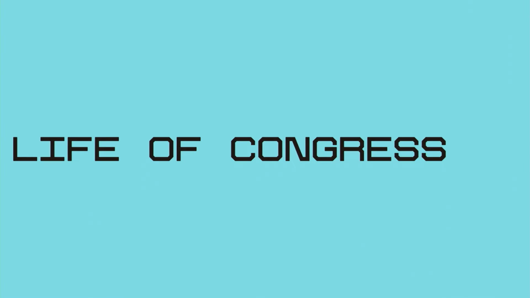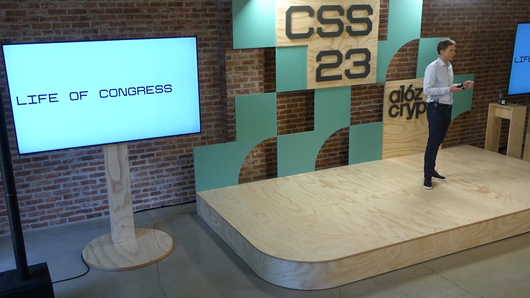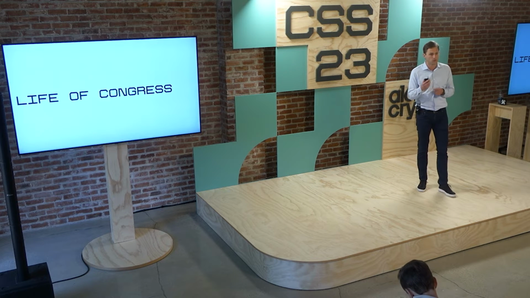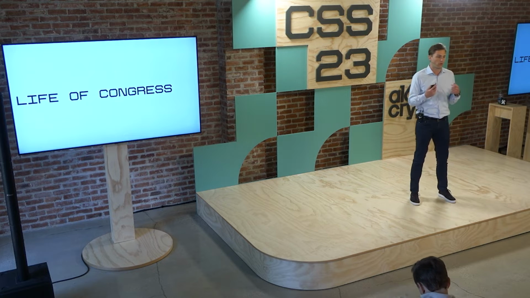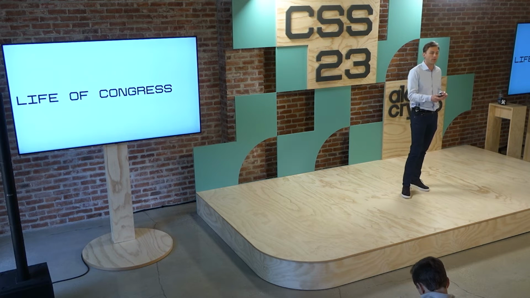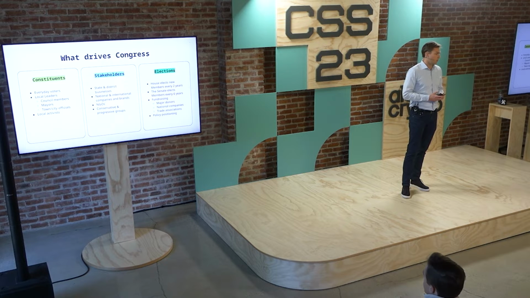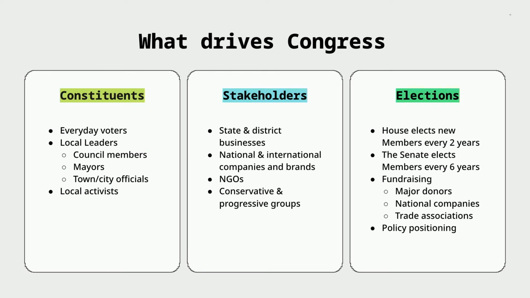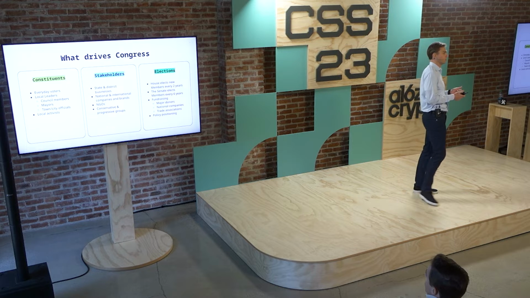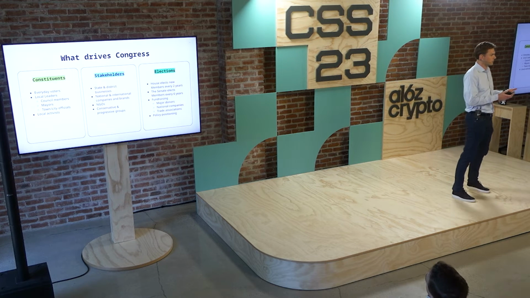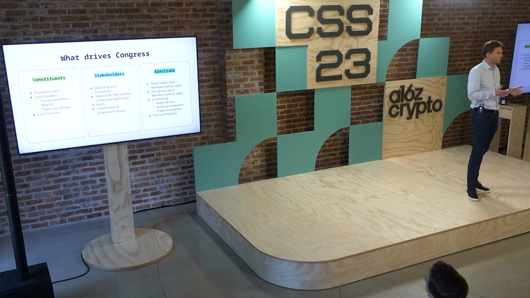Now, I want to spend the next little bit talking about the life of Congress, because I think it's important for us to understand what drives these people, what motivates them, if we're going to be able to effectively engage in a particular way. So first up, what drives them? Three buckets: constituents, stakeholders, and elections. Think of constituents as everyday voters. In the House, there are 435 members of the House. Each of them represents about 750,000 people. In the Senate, there are 2 senators per state. Each of those senators represents all of the members and residents of that state.